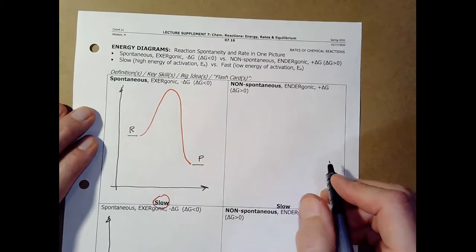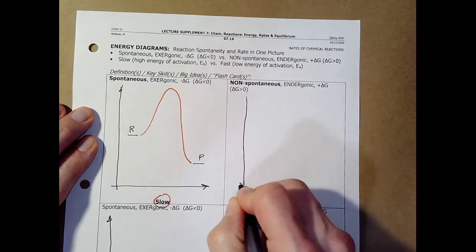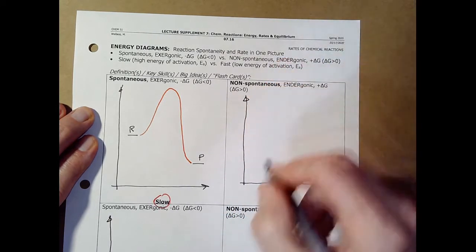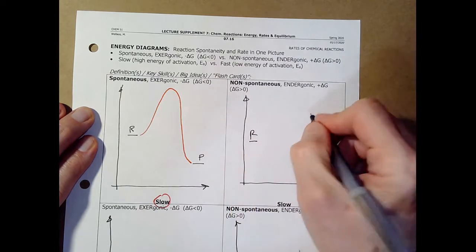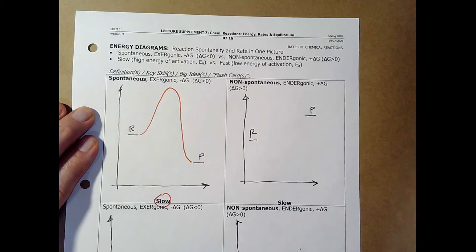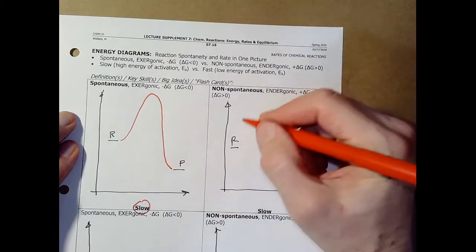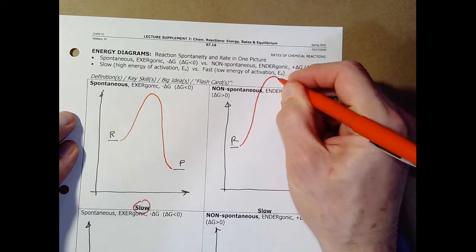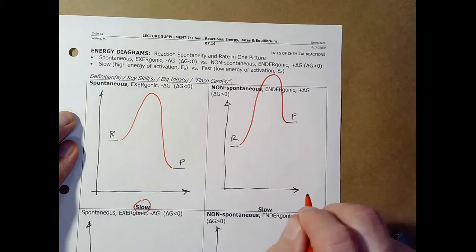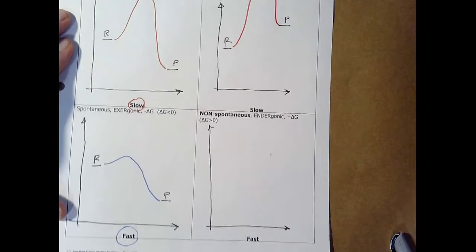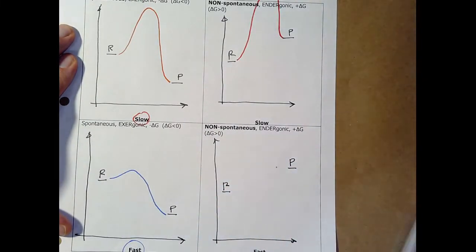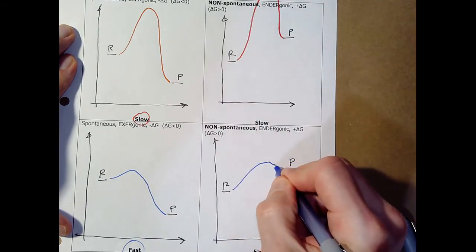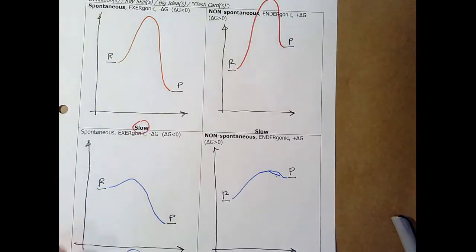I can say, okay, it says endergonic. Here's my reactants. There's my products. It says it's slow. So I think, well, if I were to make this happen, there's a big speed bump in between. Similar reactants, products, but if I do force this thing to happen, not a very big bump.